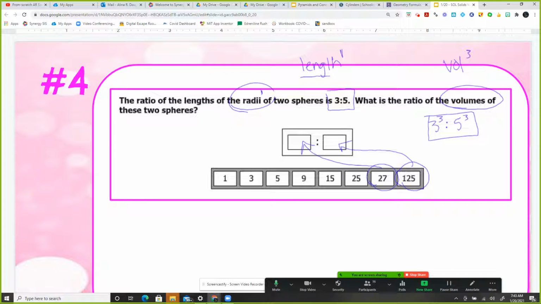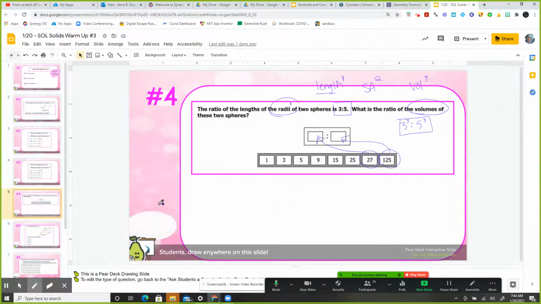But if you can remember that radiuses, lengths, circumference, anything that you would measure with a line, with a ruler, has a power of 1. Anything that has a volume is a power of 3. And then anything that's a surface area is a power of 2, right? Questions on that? I know it's brand new. Normally, we would spend a handful of days on that.